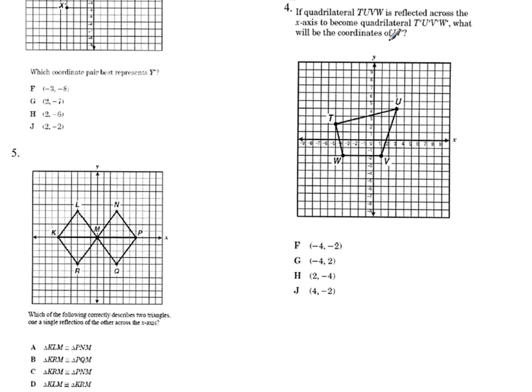Okay, number 4, it says if quadrilateral TUVW is reflected across the x-axis, so reflected across this axis here, to become quadrilateral T prime, U prime, V prime, W prime, what are the coordinates of W? So basically it's just asking us to reflect W across the x-axis. So W is 1, 2 units away from the x-axis going down, so we need to go 1, 2 units up from the x-axis going up. And that's at point -4, 2, which is G.